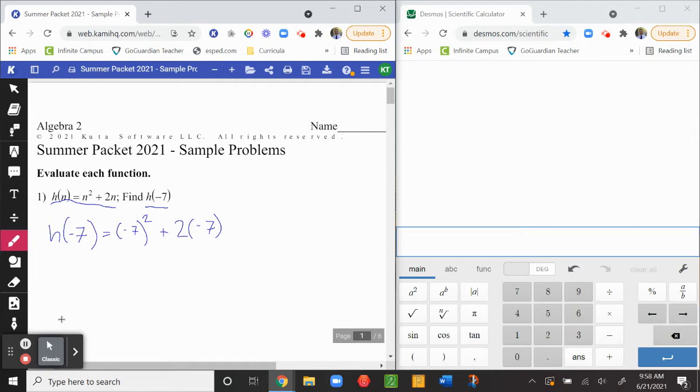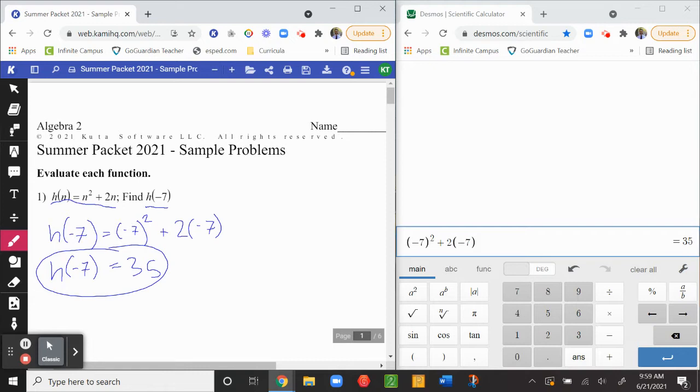I can either do the operations by hand, following the order of operations, or I could have a calculator do the arithmetic for me. I'm going to show how the calculator would do it. I'm going to plug in everything on the right side of my equal sign. So parentheses, negative 7, close parentheses, squared, plus 2 parentheses, negative 7, close parentheses. And that gives me an output of 35. So I can conclude that h of negative 7 is 35. And that's my final answer.